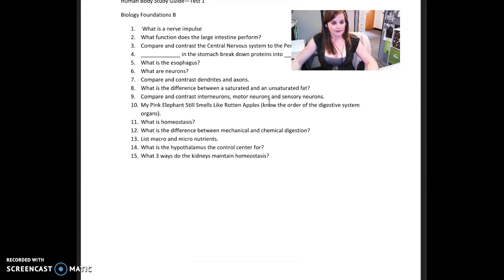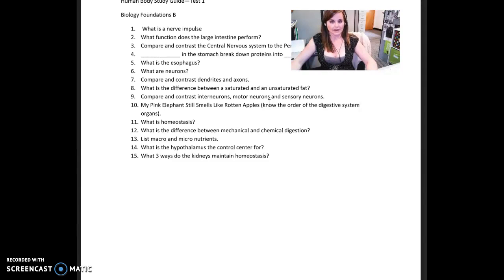Remember the mnemonic device to help remember the organs in the digestive system: My pink elephant still smells like rotten apples. That's mouth, your throat, which is your pharynx, your esophagus, stomach, small intestines, large intestines, anus, and rectum. Those are the order of the digestive organs.